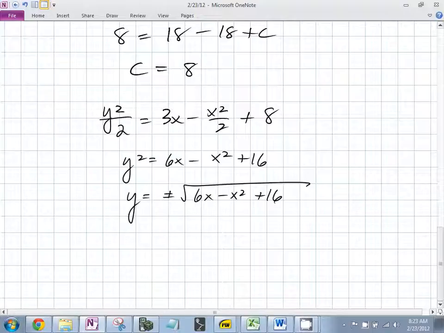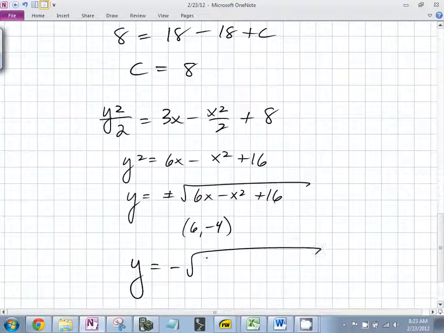When x is 6, y is negative 4. So it's going to be the negative one. The output needs to be negative. So since we need to go through 6, negative 4, we're looking at y equals negative the square root of 6x minus x squared plus 16.